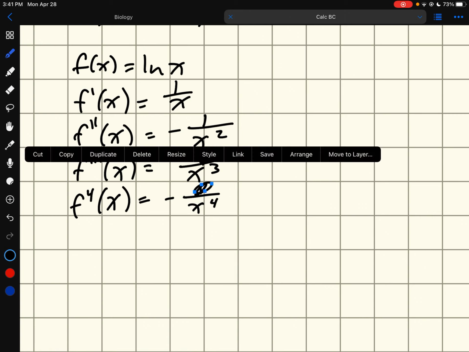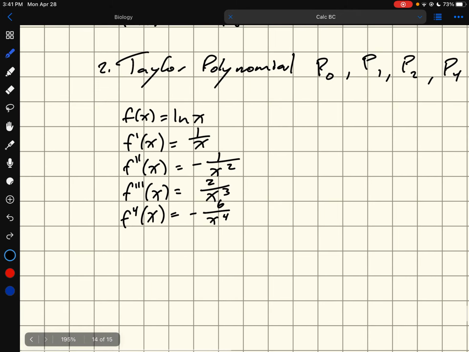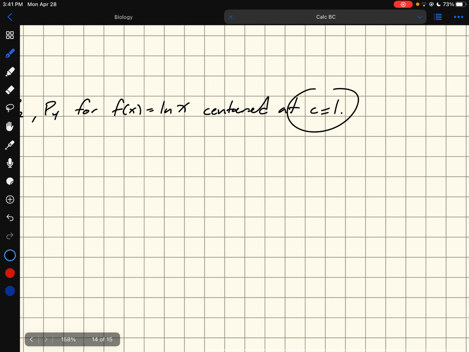Oh my god. 6, from this 3 and this 2 multiplied together. Okay. And then we're plugging in a 1 for all of those.